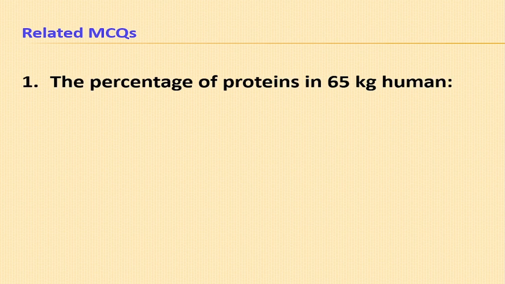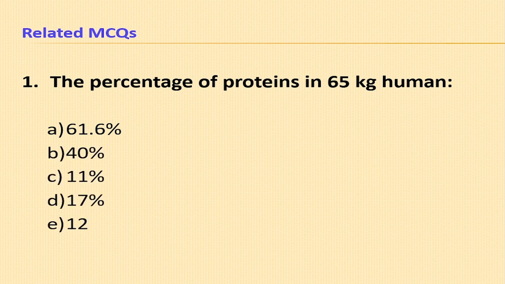At the end, there are 4 or 5 different MCQs, the most favorite portion. The percentage of proteins in a 65 kg human being is 61.6%, 40%, 11%, 17%, or 12%. What is the right answer? Let's have the question again. The percentage of proteins in a 65 kg healthy human being: 61.6%, 40%, 11%, 17%, or 12%? The answer is 17%.